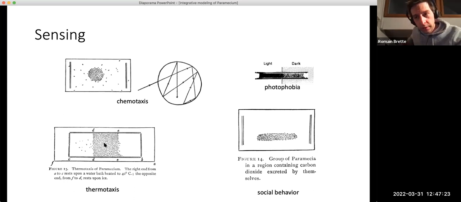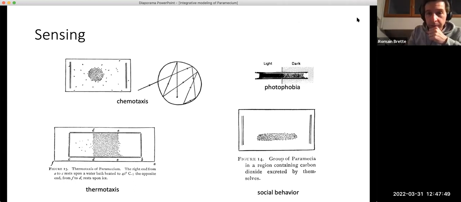They are also thermally sensitive, so they tend to aggregate at a temperature which is close to the temperature they have been cultured in. So in fact, it's a case of thermal regulation by moving. They are also sensitive to light, to bright light. So they don't like bright light, so they tend to gather in the dark.